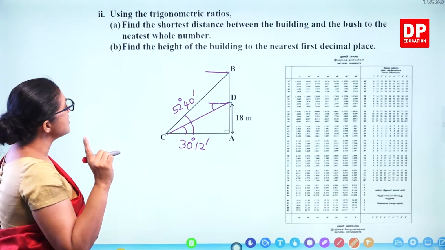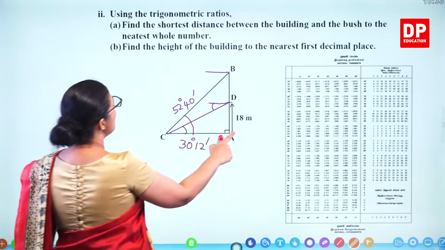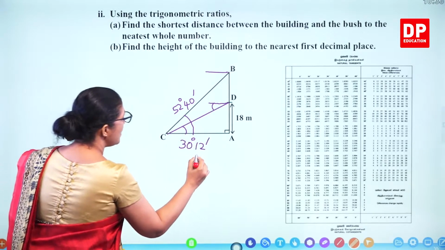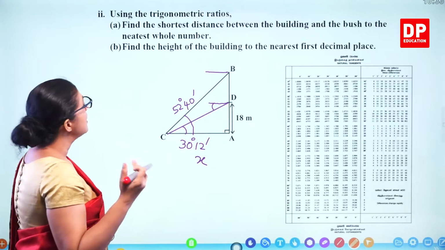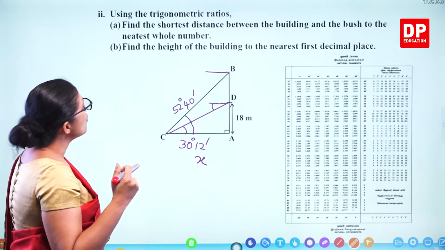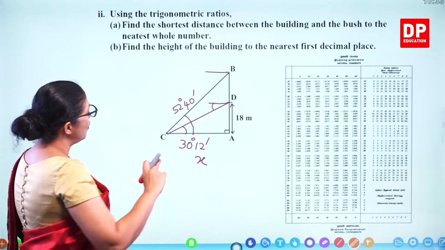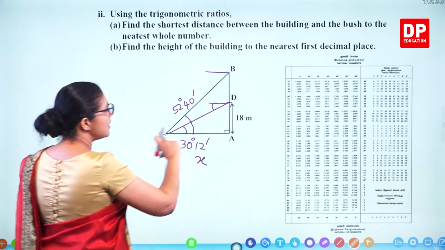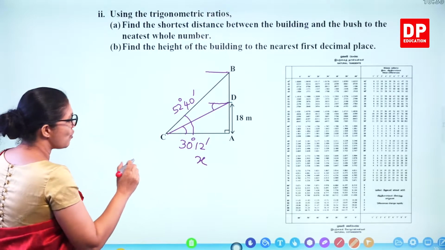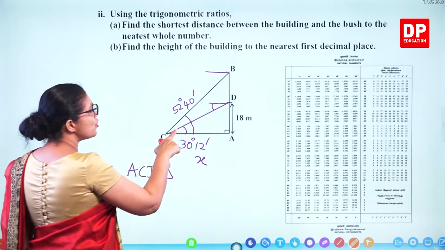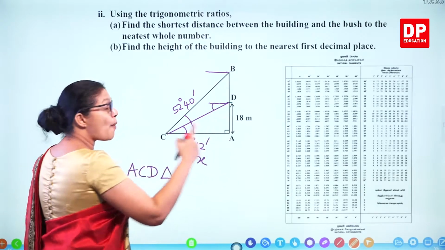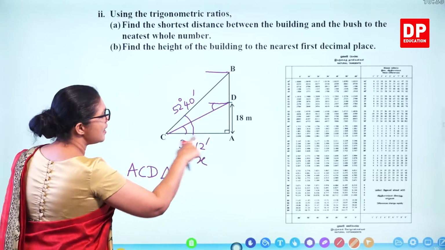Find the shortest distance between the building and the bush to the nearest whole number. So, we need this distance, CA distance. How can we find out CA distance? We can take this small triangle, ACD triangle. When you take the ACD triangle, what do you know? You know the opposite length and the adjacent.